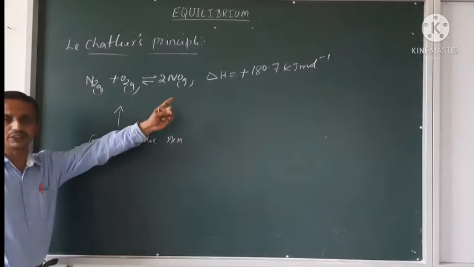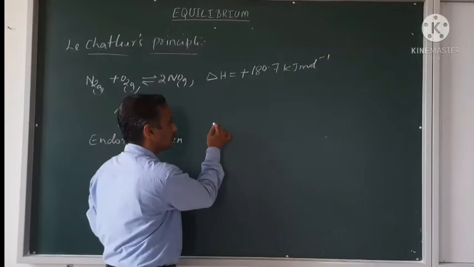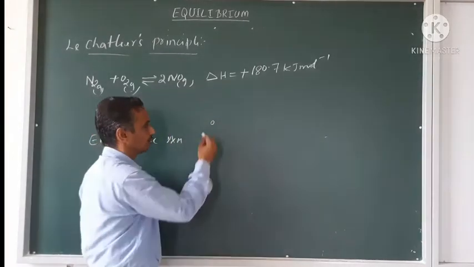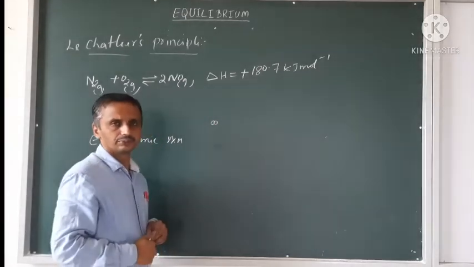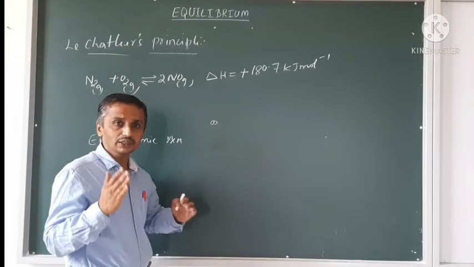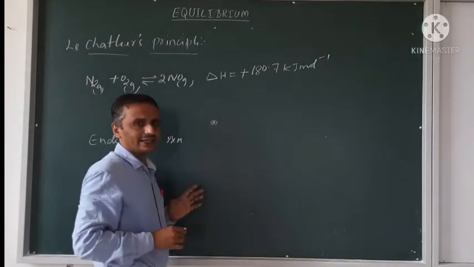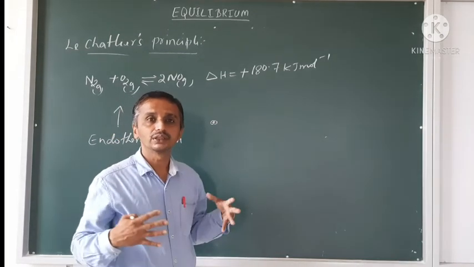The above reaction is endothermic. Why is it endothermic? Nitrogen has a small size. Two nitrogens are bonded there, but because of the smaller size, the bond length is very small and the bond strength is high.